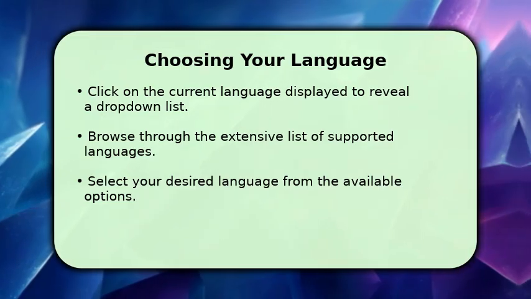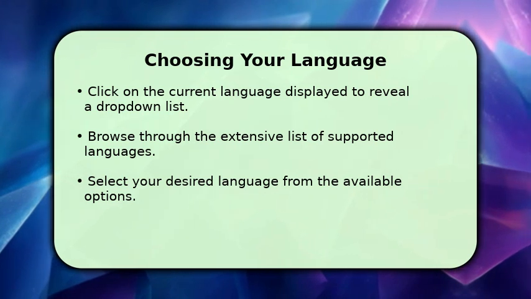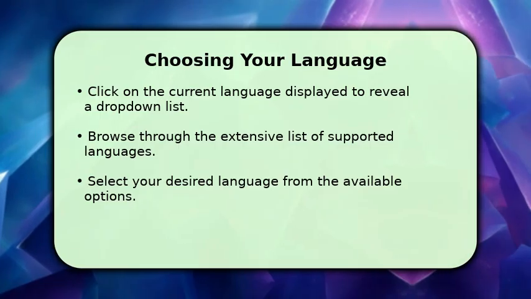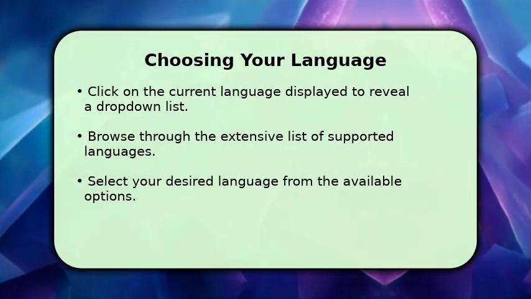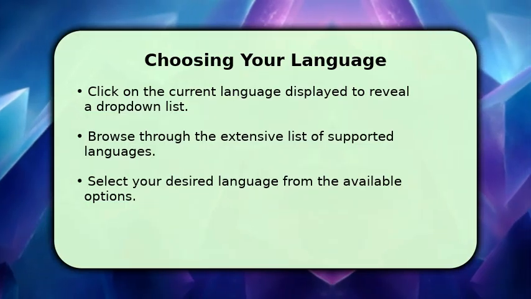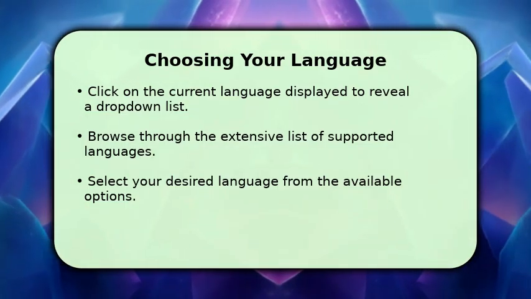Once you are in the Language and Region section, you will see the currently selected language displayed. Click on this current language to reveal a comprehensive drop-down list. This list contains an extensive array of supported languages from around the world. Take your time to browse through all the options. When you find your desired language, simply click on it to make your selection. It's a straightforward process to pick exactly what you need.